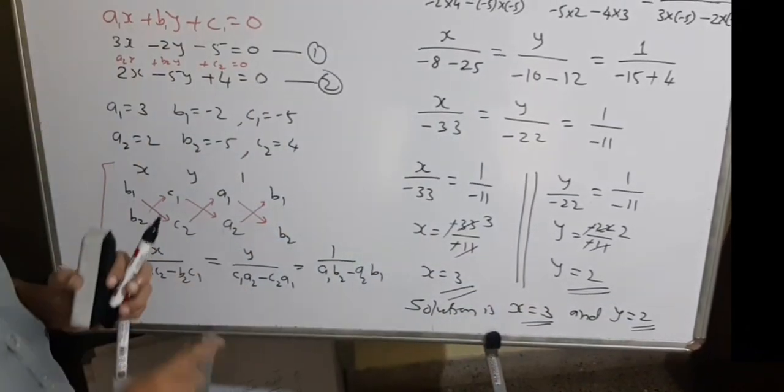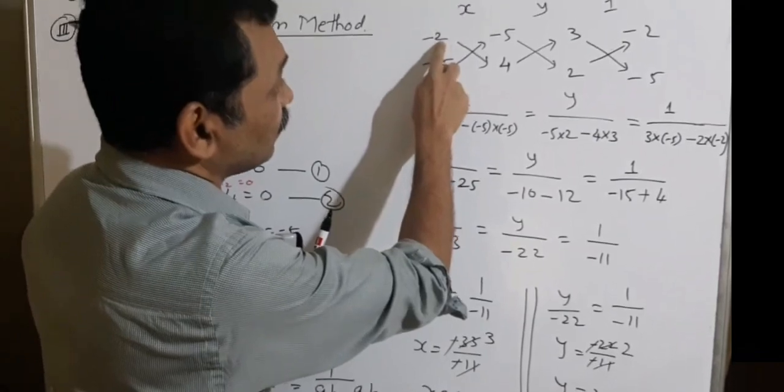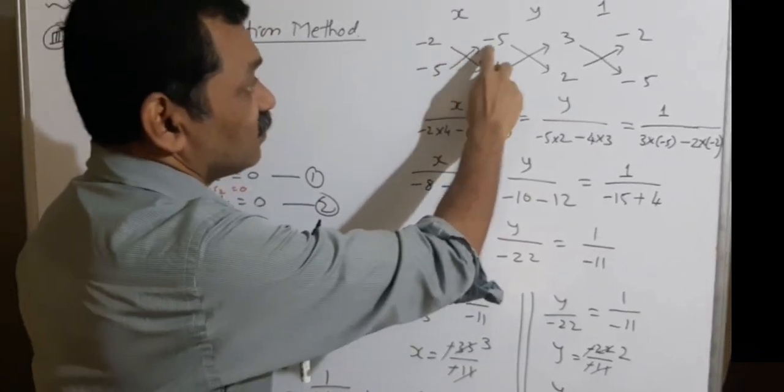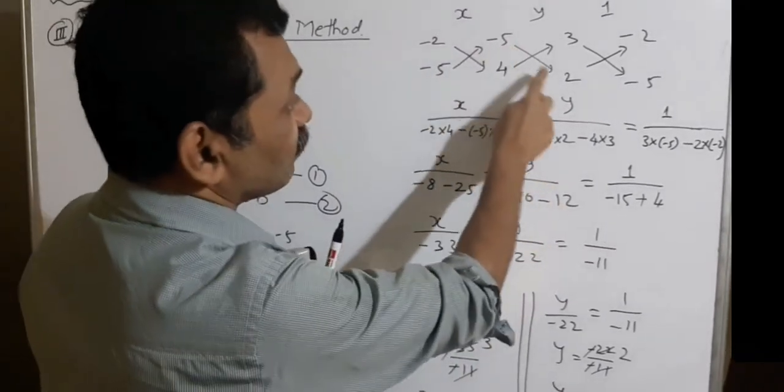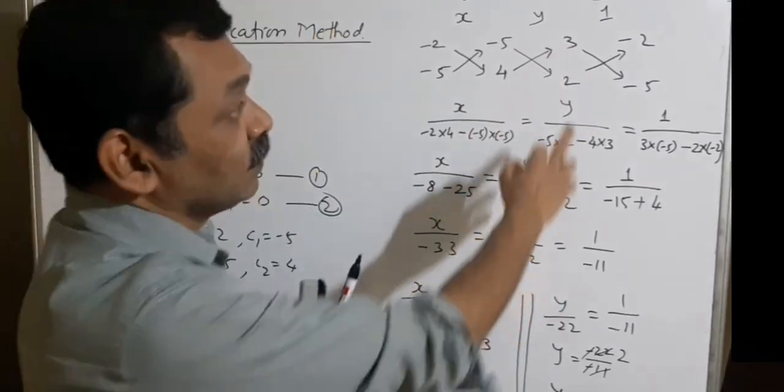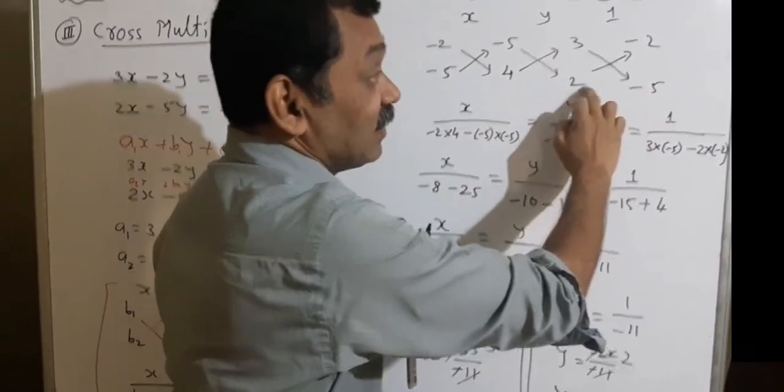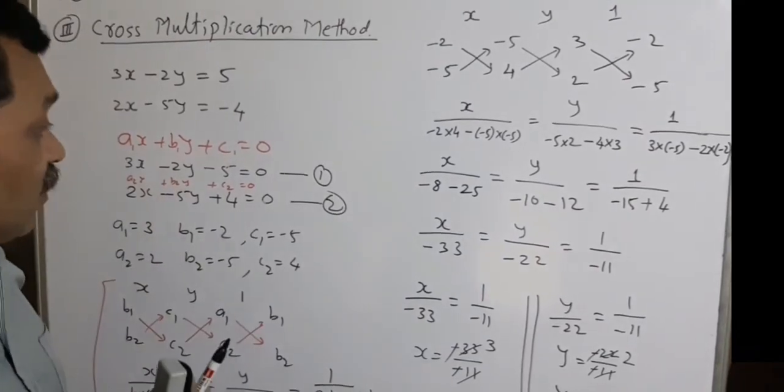Okay, always remember when you multiply here, we have to start from here, this into this, minus this into this. Same way here, this multiplied by this, minus 4 into 3, 3 into minus 5, minus this. So don't make a mistake here.